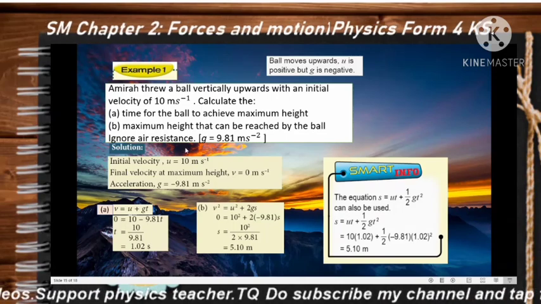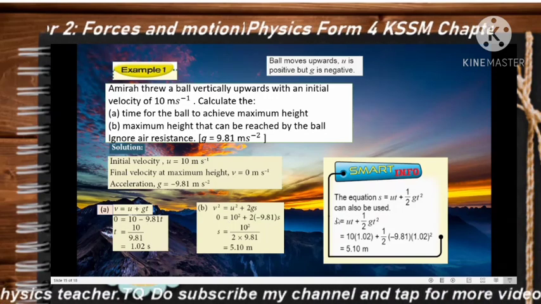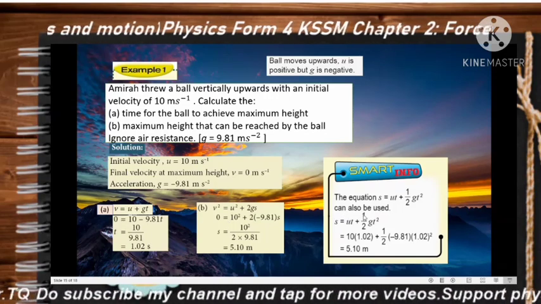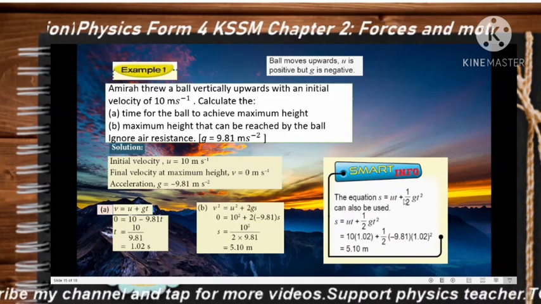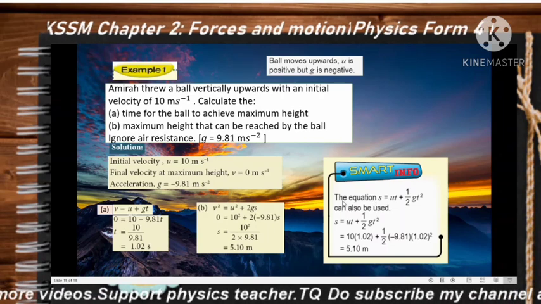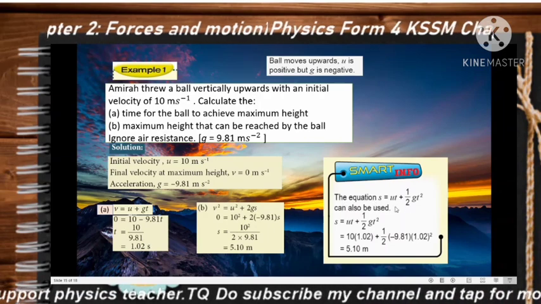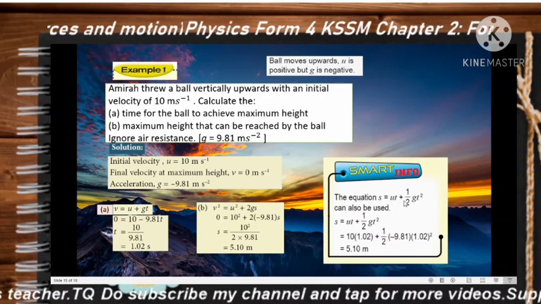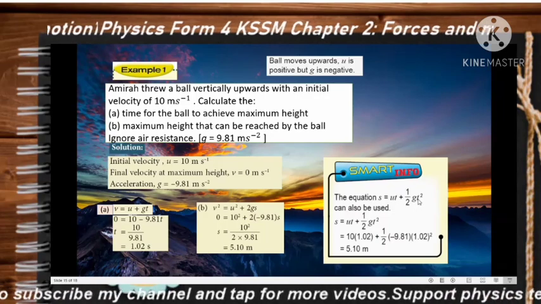Okay, actually we can use other formula. If we have enough information, we can choose to use another formula. We have 4 formula in that linear motion equation. So if you want to use this formula also can. For example, s equals ut plus half gt squared.